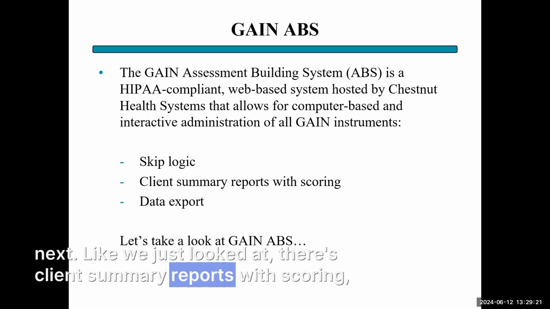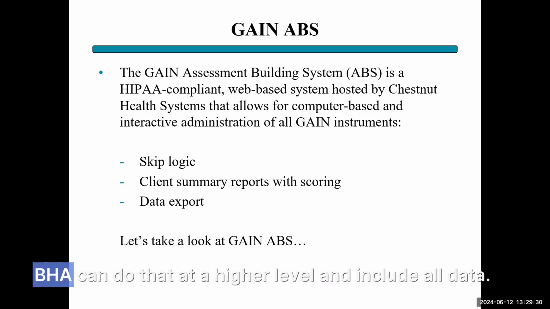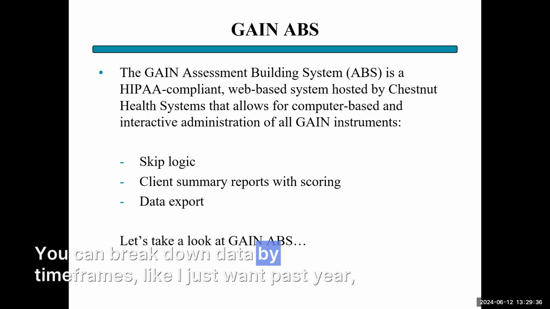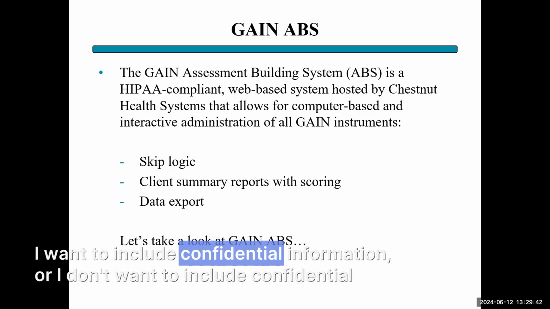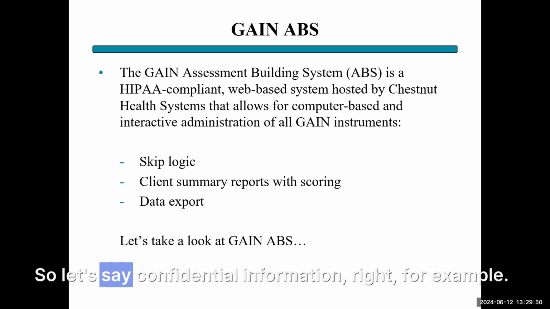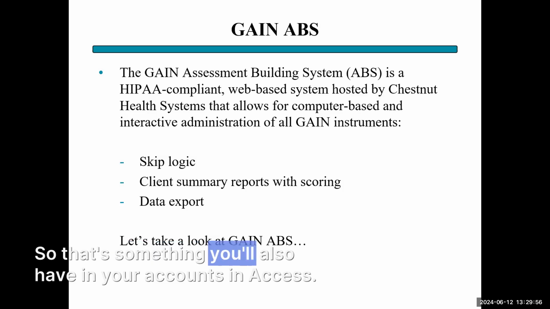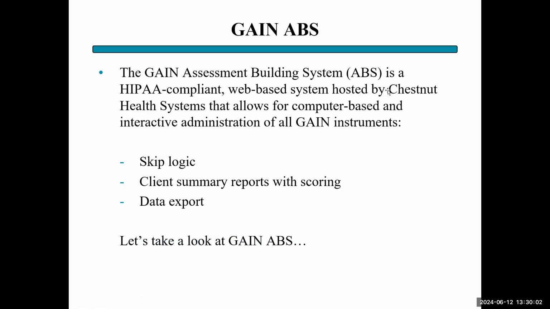Like we just looked at, there are client summary reports with scoring, and then there's also data export. So if you want to look at your aggregate data, you can do that at a jail level. BHA can do that at a higher level and include all data. You can break down data by time frames, like I just want the past year, or I want all of it. You can break it down by whether you want to include confidential information or not. Sometimes folks will have an outside evaluator that they want to work with their data. They don't need to see confidential information, for example. So that's something you'll also have in your accounts and access.